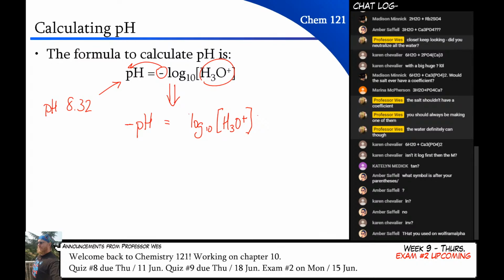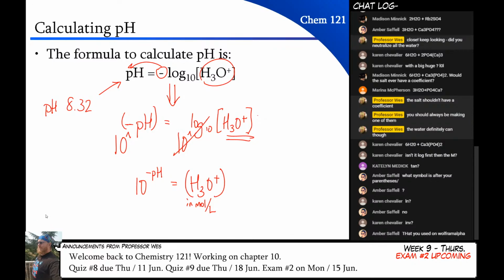And then what I have to do is I have to get rid of this function. And the way you do that is you do 10 to the power of that function. And then those things cancel out. But what I do to one side, I have to do the other. So 10 raised to the power of negative pH will then give me the amount of acid that's in there. And that will give you a molarity.